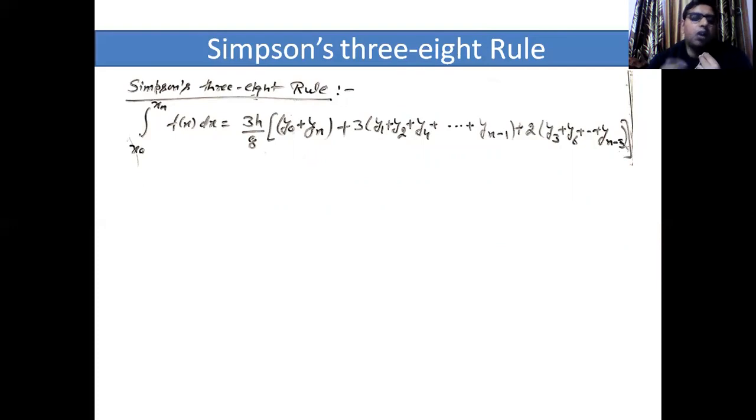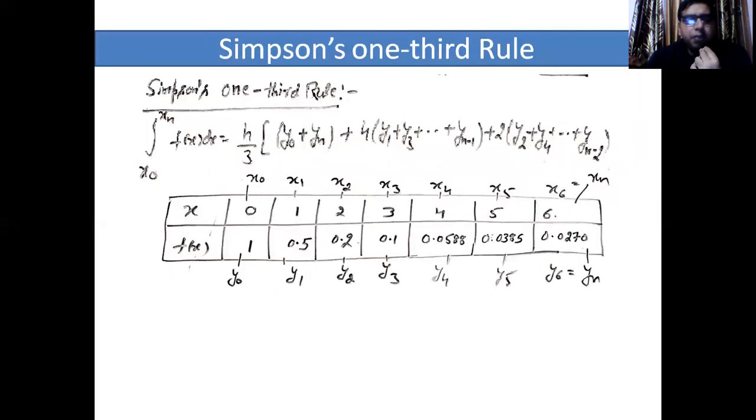Simpson's 3-8 rule. How will we remember the formula? 3-8, so 3h by 8, y naught plus yn. In this formula, 3 is multiplied by the suffixes which are not a multiple of 3, and 2 is multiplied by the suffixes which are a multiple of 3. So basically, how will we remember this in the last?